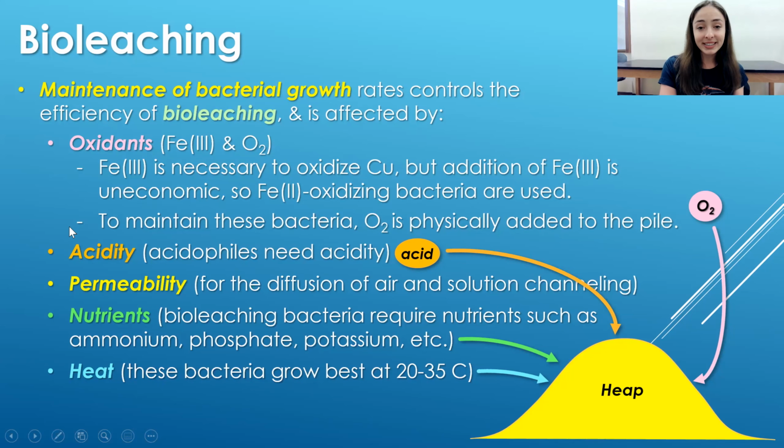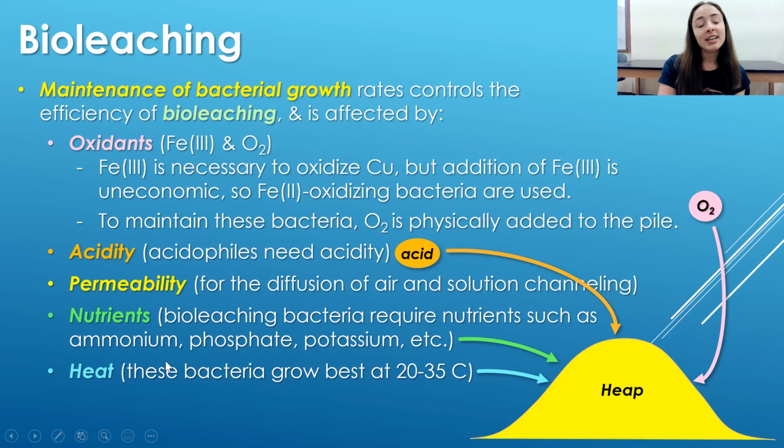And now back to acidity here. This is the second thing on this list. We also need to maintain the acidity of the heap to keep the bacteria growing at an optimal rate because they are acidophiles. The next thing here is nutrients. Bioleaching bacteria, like any bacteria, require nutrients such as ammonium, phosphate, potassium, etc. Because of this, we can add those types of compounds into the heap as well.